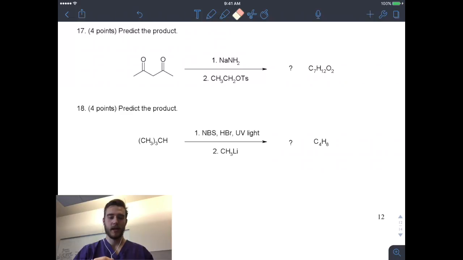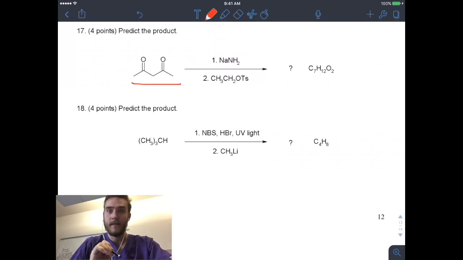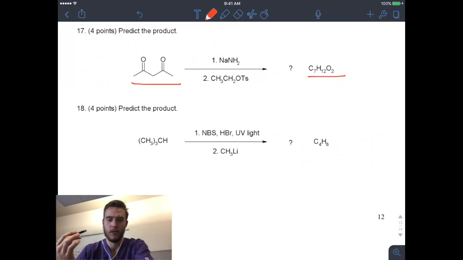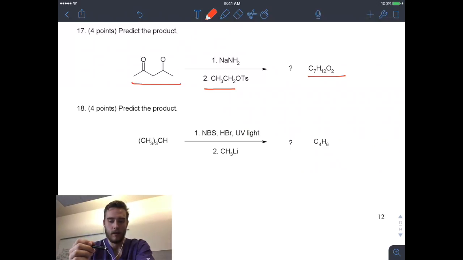Question 17, predict the product. Let's take a look at our starting compound right here. We see that this has 5 carbons on it, and our product has 7 carbons, meaning that we're adding 2 somewhere in the mixture. Where are those 2 coming from? Well, it should be pretty easy to tell that we're taking those 2 carbons from the second step of the reaction, and we're adding it on.